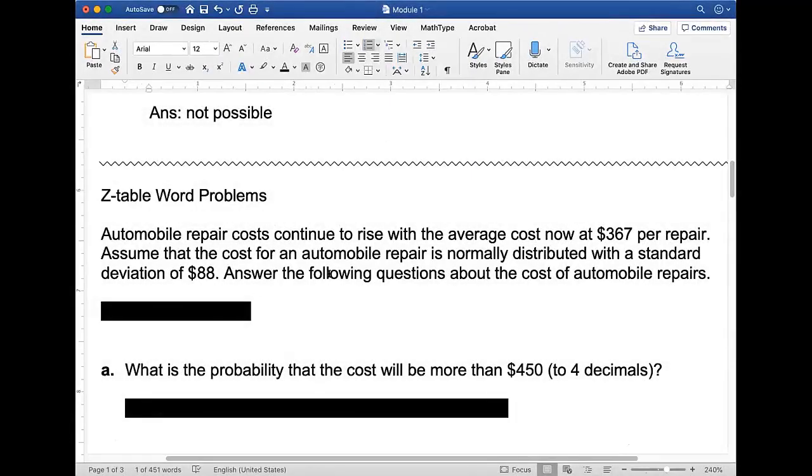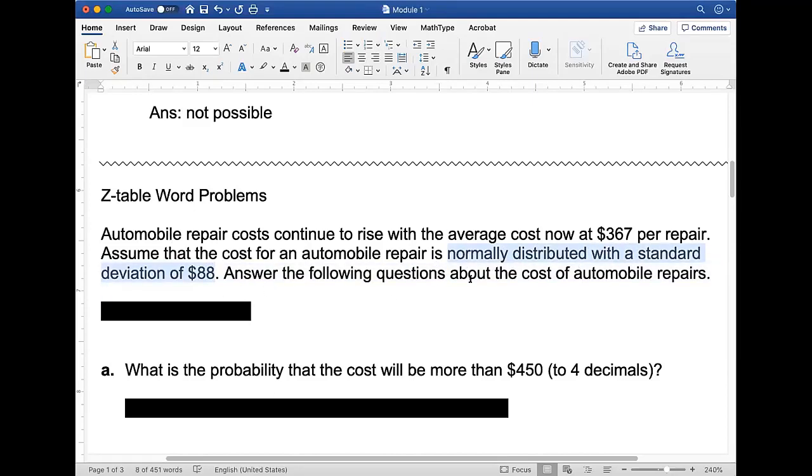Okay, so car repair costs continue to rise, with an average cost now at about $367 per repair. So every time the car breaks, you have to take it to an auto shop to repair it. It is about $367 per repair. And we are making this assumption: assume that the cost is normally distributed with a standard deviation of 88.